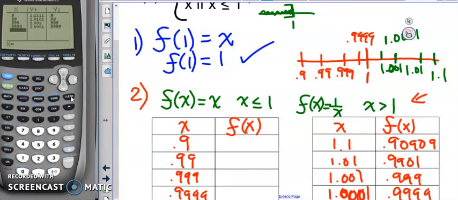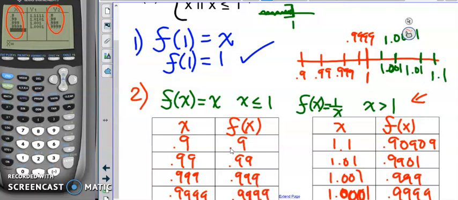All right, so we put those values in from the left side. And again, we're looking at this part of the table. So we put in 0.9 all the way to 0.9999, the 4 nines. And then we have the y value there. So it's 0.9, 0.99, 0.999, then 0.9999.